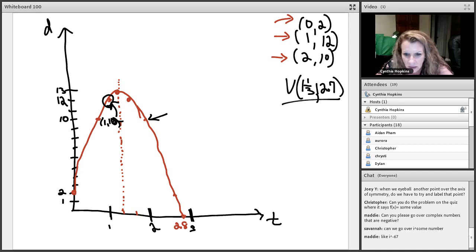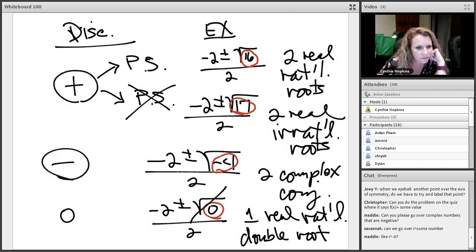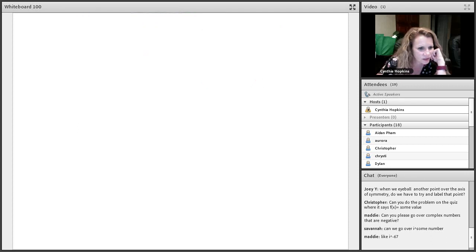Okay, let's go to Maddie's question. Can I please go over complex numbers that are negative? That is interesting. Complex numbers are not real, so that question doesn't really make sense. Okay, you mean a negative exponent. Now I understand, Maddie. I read the next part of your question. All right, so let me get to a blank page. And Savannah's also asking for that. So why don't we do a few, and we'll have some positive exponents and some negative exponents.